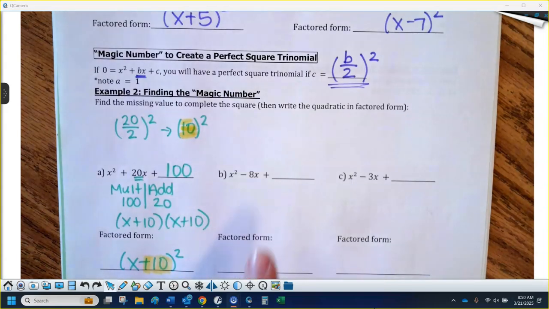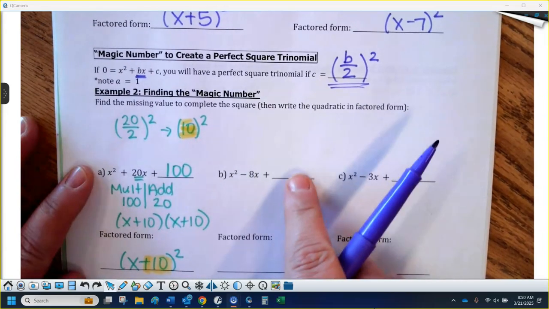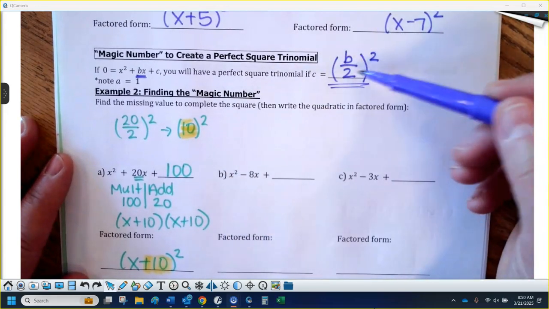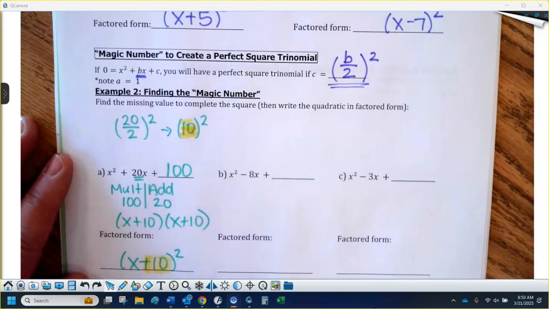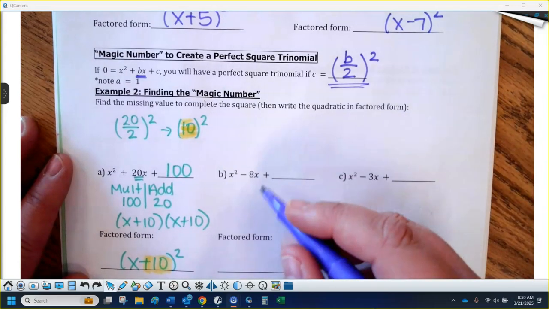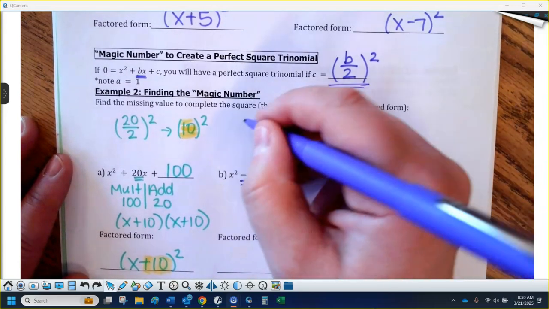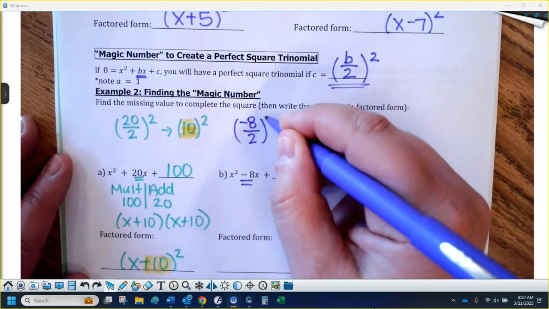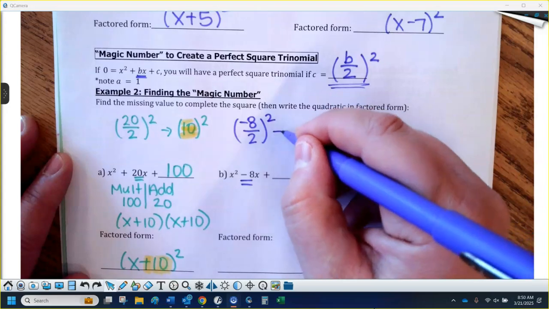Okay, the second problem says x squared minus 8x, and we're going to complete the square, so I'm going to add a number here. And it's always positive, because the number you find is the b value divided by 2, squared, and whenever you square something, it always makes it positive. So here your b value is actually negative 8. I'm going to divide that by 2, and I'm going to square that.